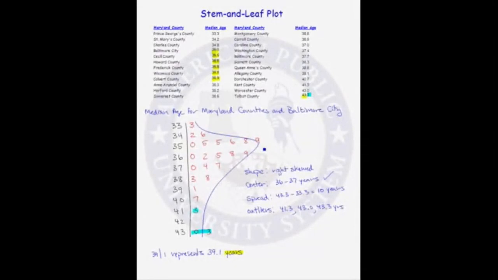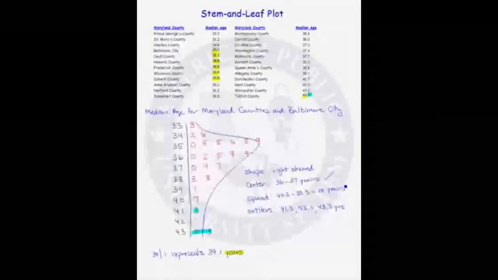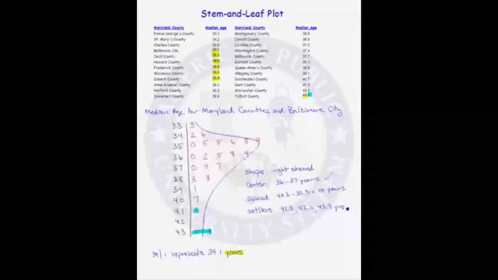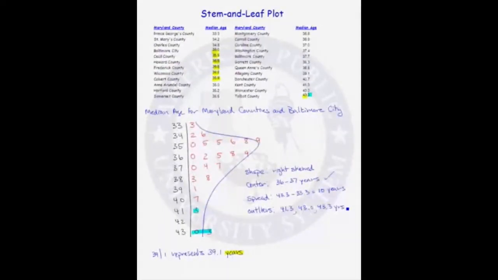So a stem and leaf plot can be a very useful tool in describing a data distribution's shape, its center, its spread, and whether it has outliers or not, if the number of data values in the data set is relatively small.